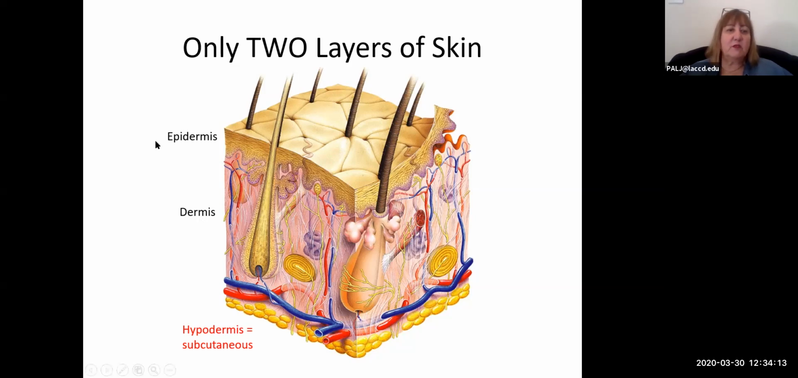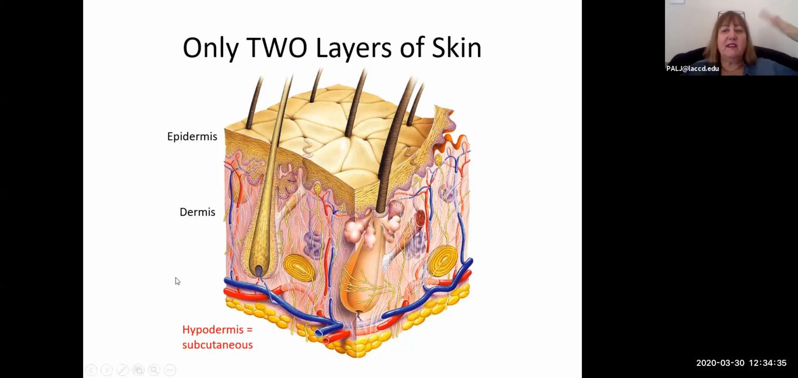Now, from the dermis, we're going to add the prefix epi, which means on. So the epidermis is on the dermis. In other words, it's external or it's superficial to the dermis. That's what we're going to be talking about in this recording. So those are the 2 layers, the dermis and the epidermis.